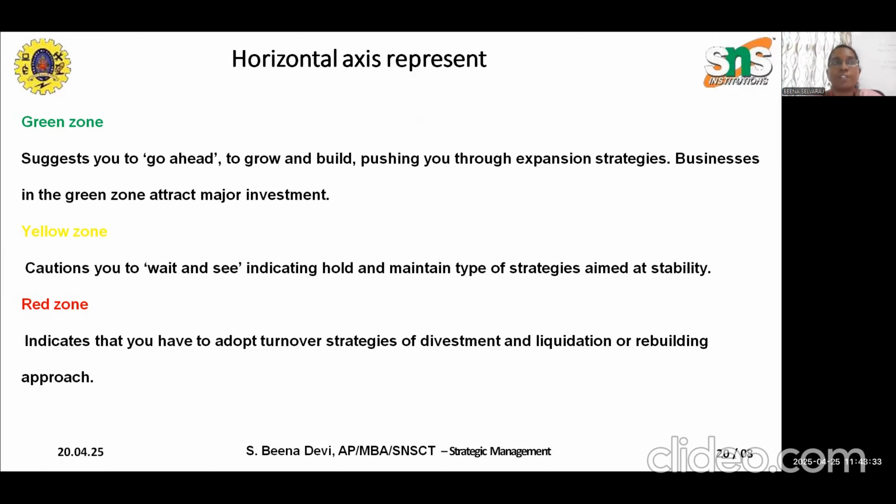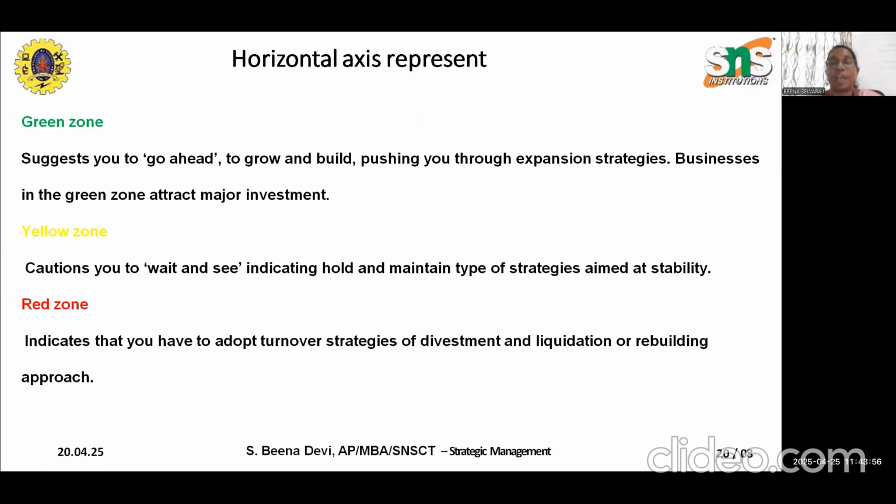As in the traffic signals, the yellow zone represents please wait. Here also in the organization, you need to wait. It is a caution: wait and see whether the factors are applicable or not. It indicates hold and maintain, the types of strategies aimed at stability. Wait to see how the strategies are behaving, and based on that, you need to take your decision.